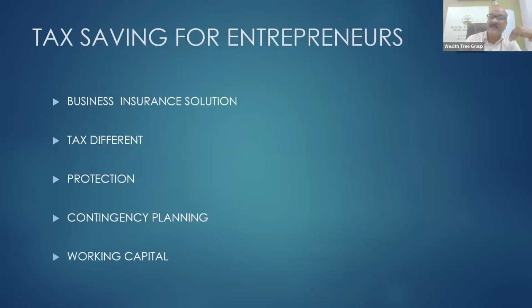Then there is another section. I don't think any businessman is here, but if you are an entrepreneur running a big business and you want to save your corporate tax, that means your business tax, then there is a product called business insurance where you can defer your tax, you can protect your company, your contingency planning can be done, and your working capital also can be equipped. So all in one: you can save tax, you can protect your company, you can mitigate the risks of your company's future, and you can use it as working capital also. So these are all there for business insurance.